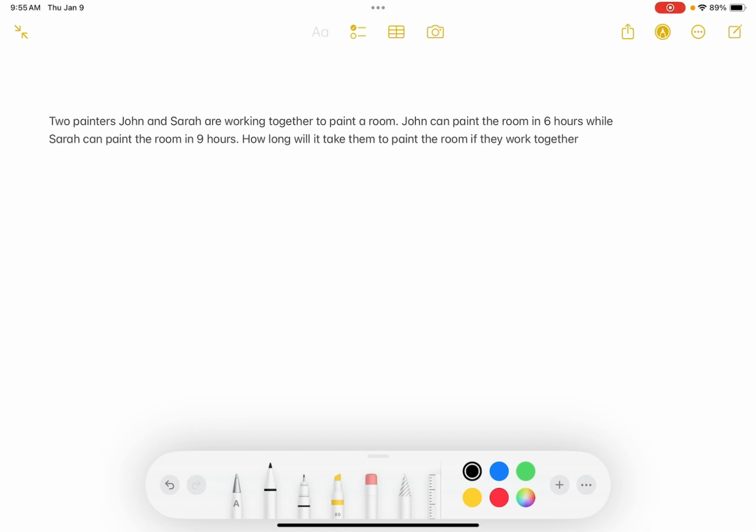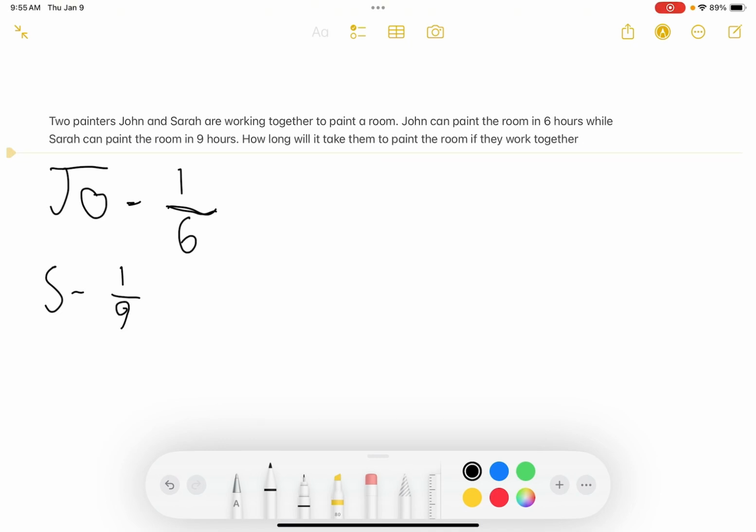Okay. In 1 hour, John, I'm just going to use J. In 1 hour, John is able to do 1 out of 6 because he can paint the room in 6 hours. So in 1 hour, he does 1 out of 6 of the job. Sarah, going to use S, can paint the room in 9 hours. So she does 1/9 of the job in 1 hour.